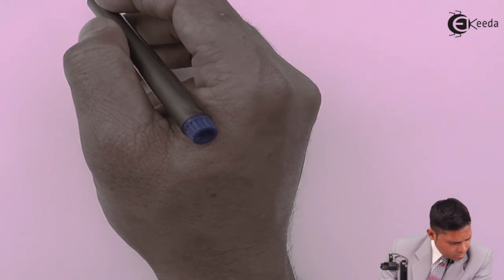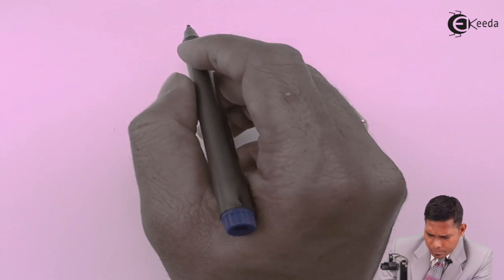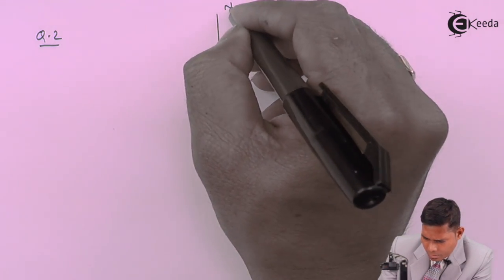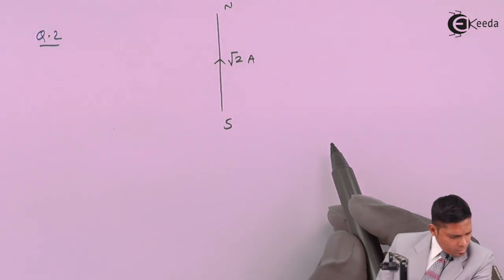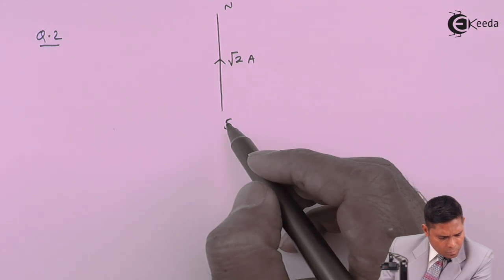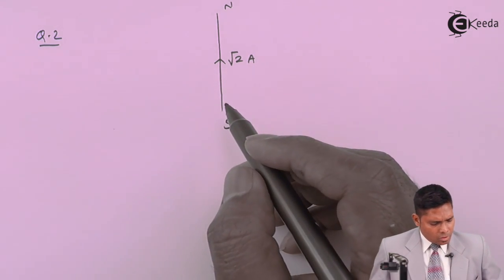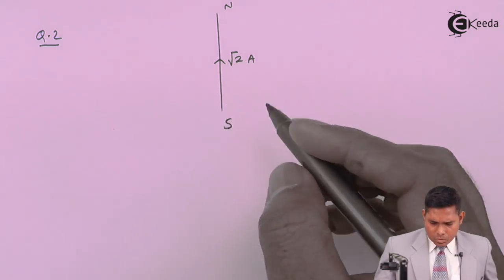I'll write the question for you. A current of root 2 ampere is flowing from south to north in a straight conductor wire. Find the magnetic field due to a 1 mm piece of wire at a point 10 centimeter northeast from the piece of wire.